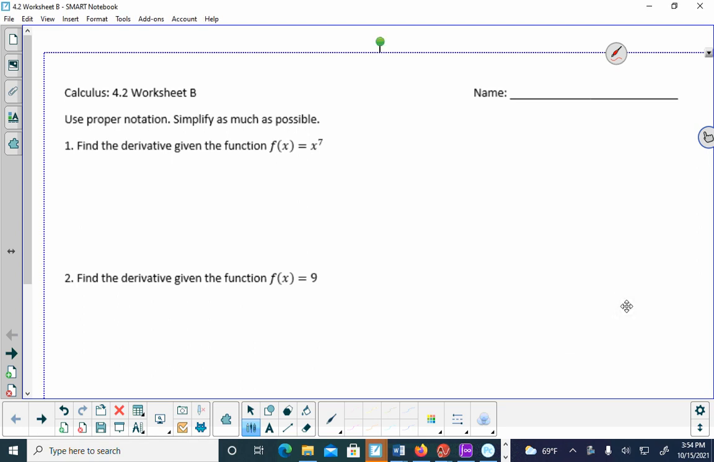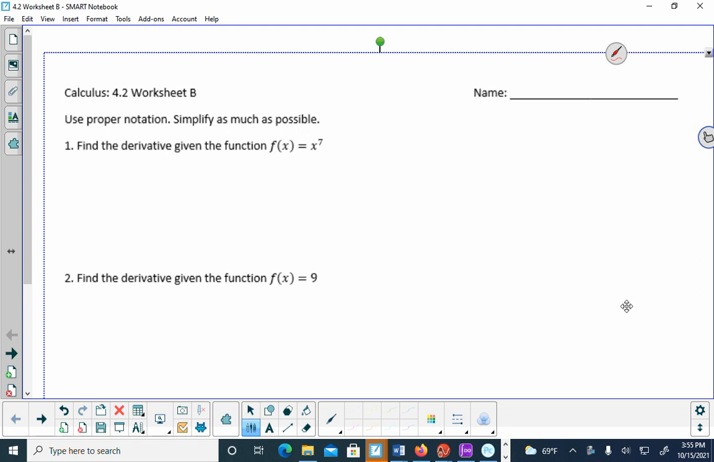Hello, this is Mrs. Ward, and I'm going to go over the 4.2 review worksheet for the quiz next class. This is a very quick review worksheet, and it just wants to see if you know the properties to find the derivative without having to do the limit definition.